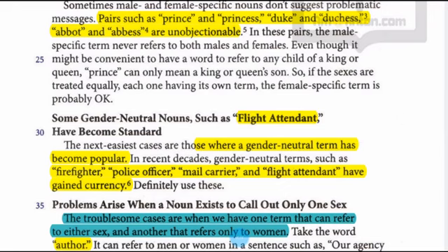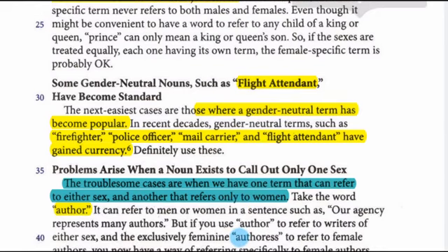Okay, some gender neutral nouns such as flight attendant have become standard. These days the preferred use is gender neutral nouns. For example, flight attendant, police officer, mail carrier. So these have become nouns in the daily use of the language, and they are okay because they refer to male and female at the same time.